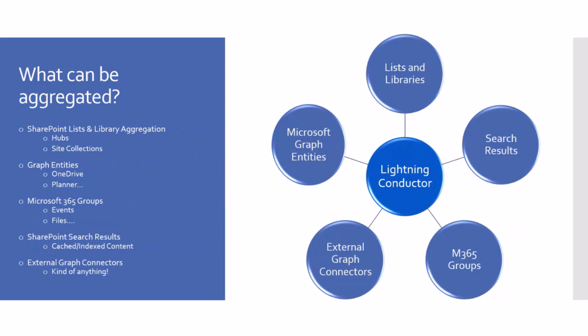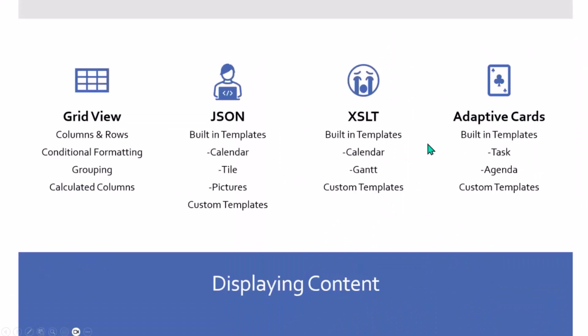So just to summarize, the different types of data sources that you can get at. The Microsoft Graph entities are really the Microsoft 365 apps that I mentioned. We also have the SharePoint lists and libraries. They could be any lists and libraries. It could also be custom lists with custom content types. We have search results, the Microsoft 365 groups, and external graph connectors. And then there are also different ways of displaying the content.